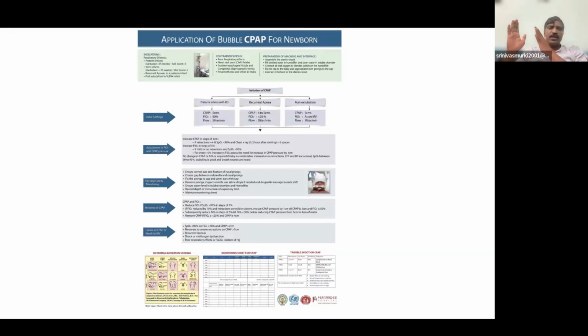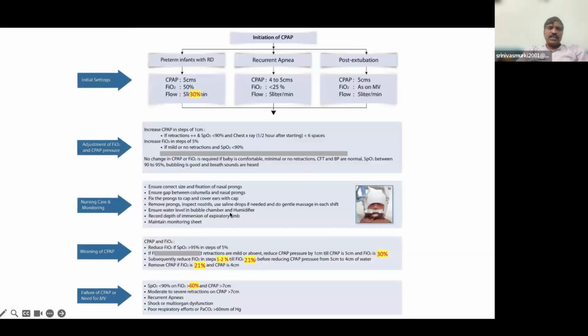So for post-extubation, FiO2 is same as that of the ventilator. For CPAP in apnea, 4 or 5 pressure, FiO2 21 or 25% based on the needs of the baby. And you should know what to monitor for, how to adjust the pressure, flow and FiO2, how do we increase and how do we decrease, and what troubleshooting we need to know. What are the other things you should know as far as CPAP, like Silverman score. So this is just a chart which highlights what all components, initial settings, adjustments, nursing care, weaning and failures.